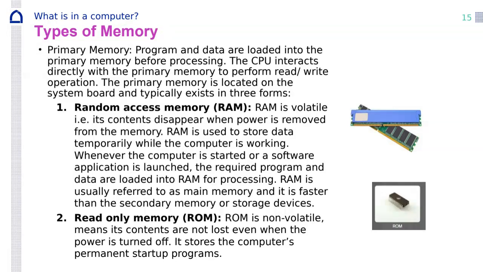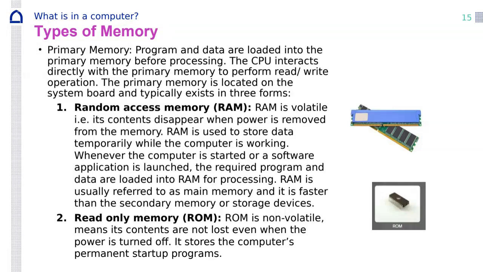Types of memory. Primary memory. Program and data are loaded into the primary memory before processing. The CPU interacts directly with the primary memory. Why? To read or write to it. Okay.